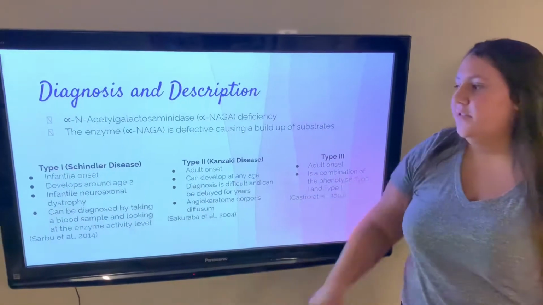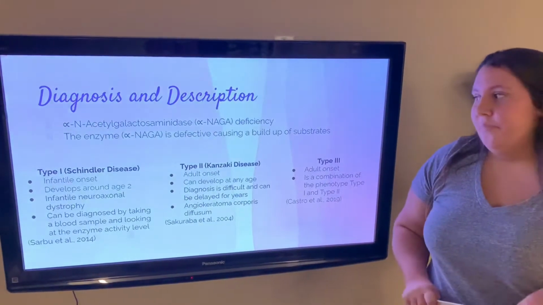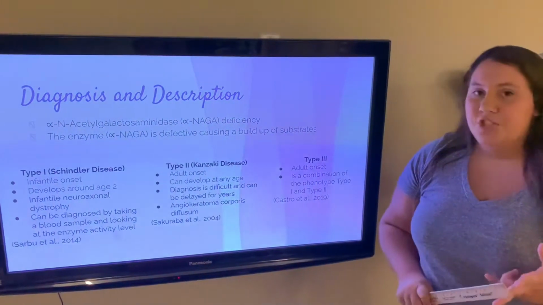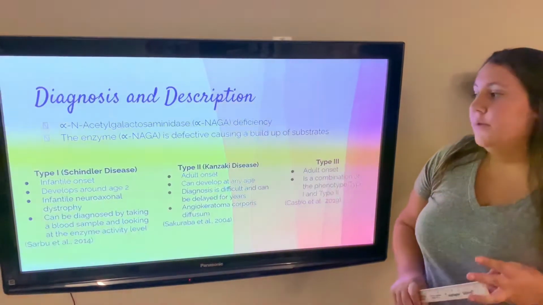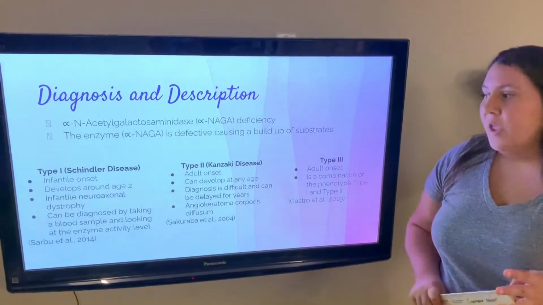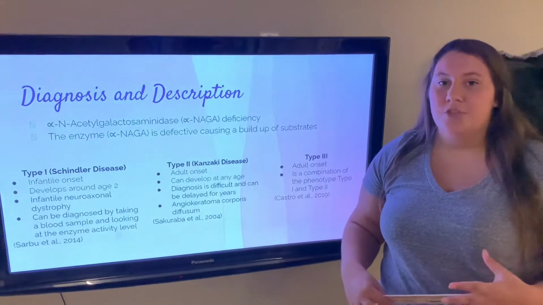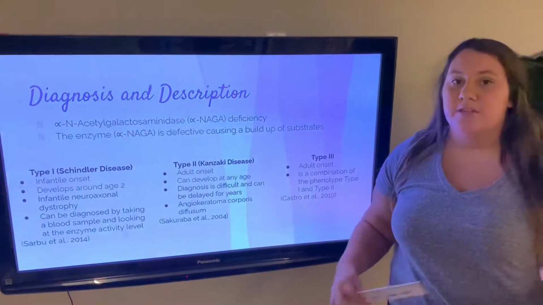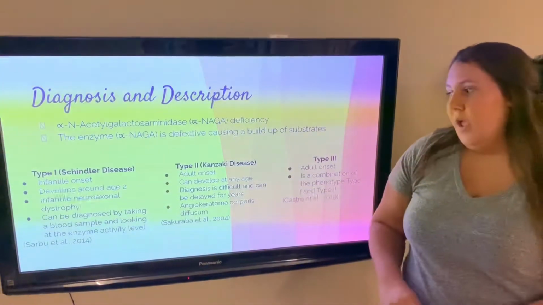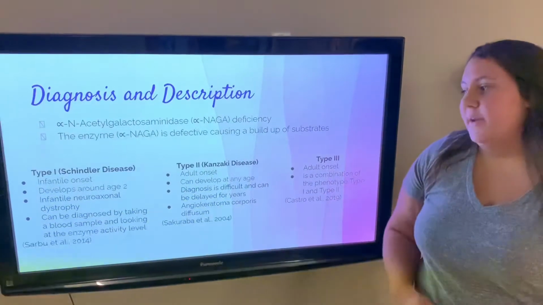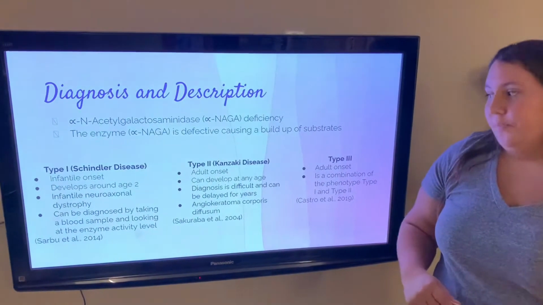Type 1 is officially known as Schindler disease. It's an infantile onset. It develops around age 2, and one of the major symptoms is infantile neuroaxonal dystrophy. And this means that infants at around age 2 begin to lose the motor skills that they had already begun developing from age 0 to 2. And this can be diagnosed by taking a blood sample and looking at the enzyme activity level.